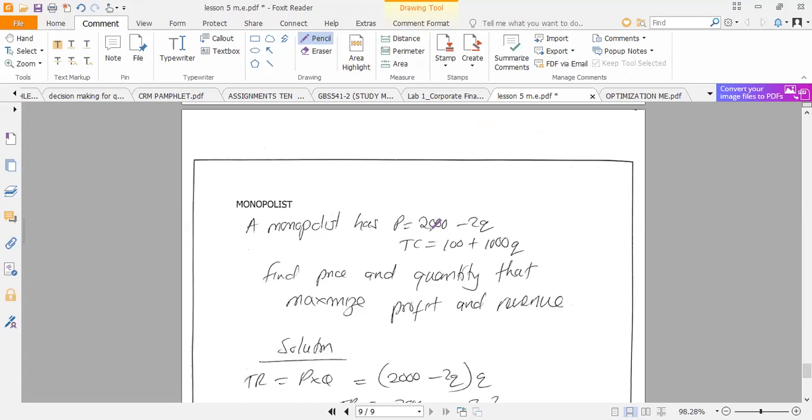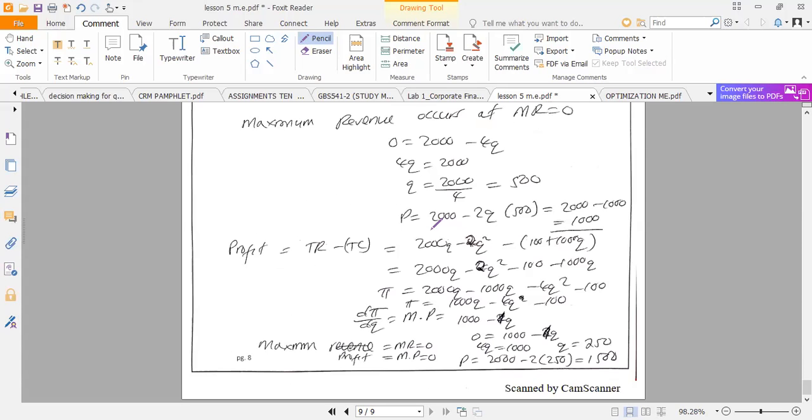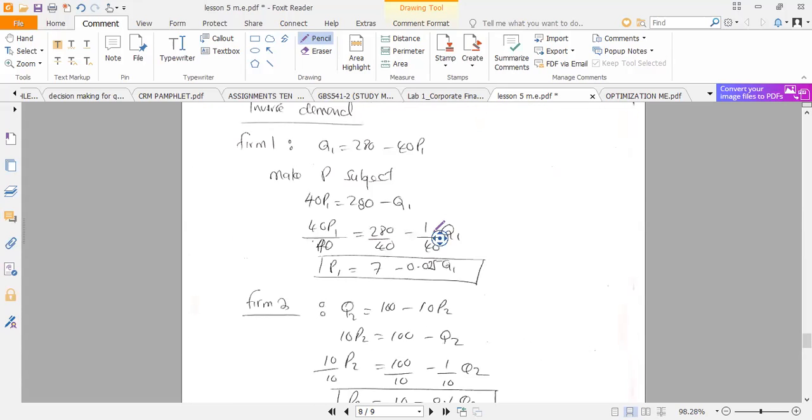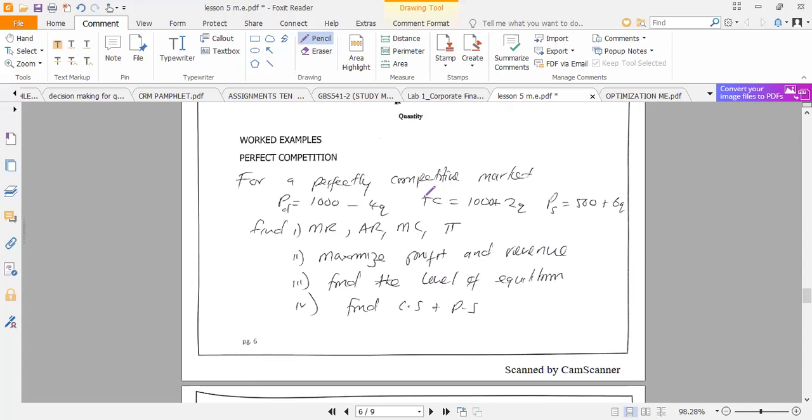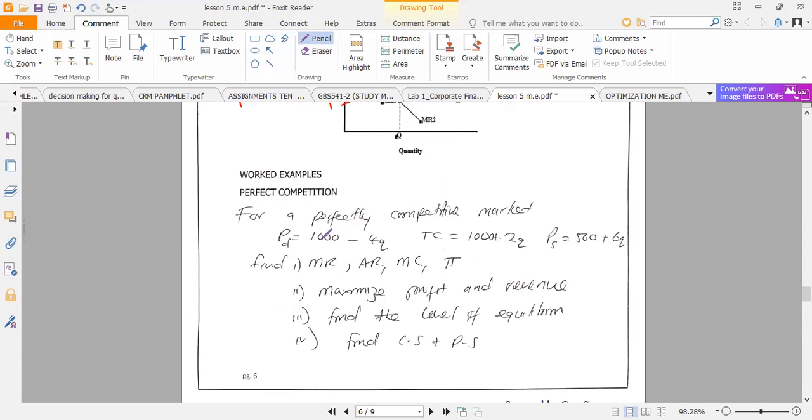Perfectly competitive market, here we have the equation. I didn't solve that one. Why? So we have the price 1,000 minus 4Q and the total cost 1,000 plus 2Q. So 1,000 minus 4Q, that is your demand in the perfectly competitive market.